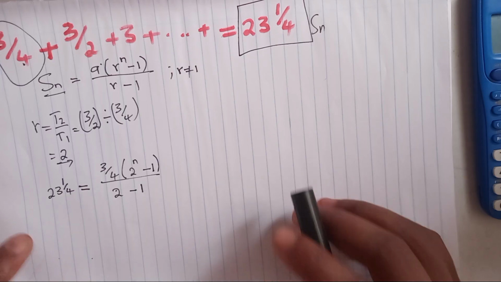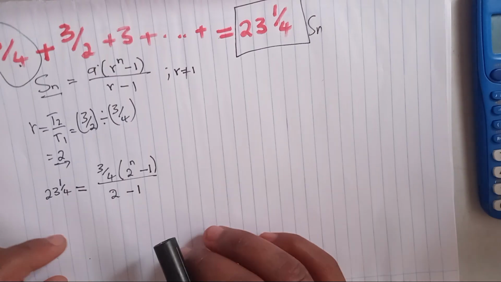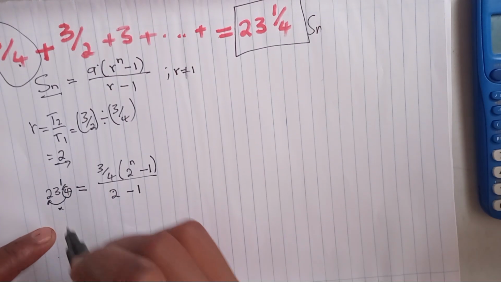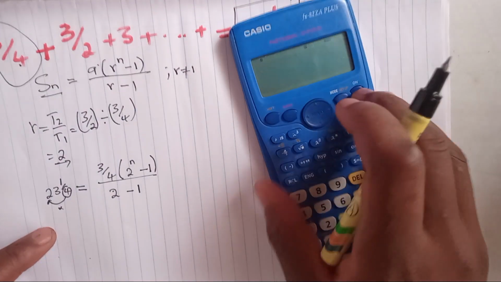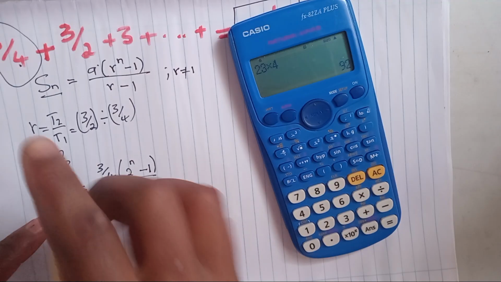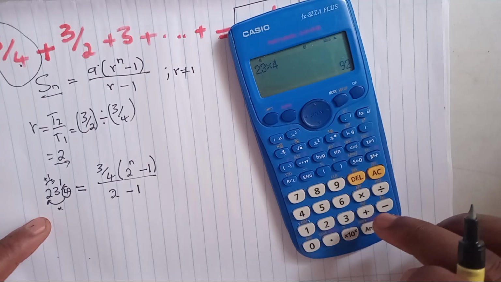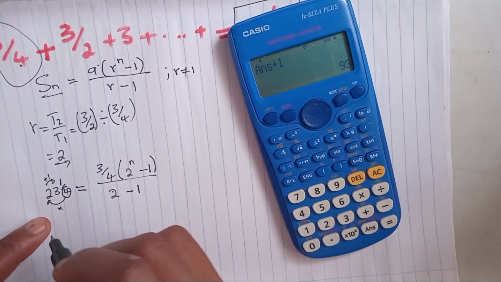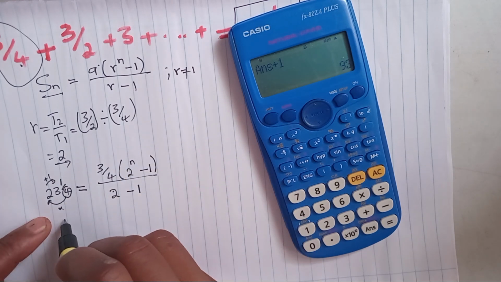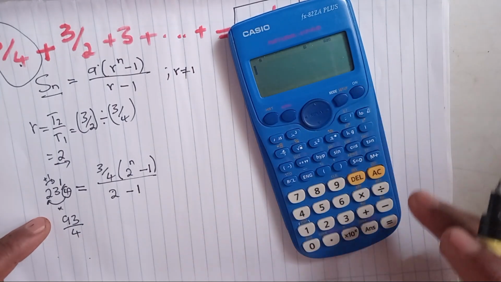So how do we convert a whole number and a fraction to a single fraction? You're going to say 4 multiplied by 23. Let's go ahead and do that. 4 multiplied by 23 is 92, and then you say plus 1, which is 93. Now we're going to have 93 over 4.